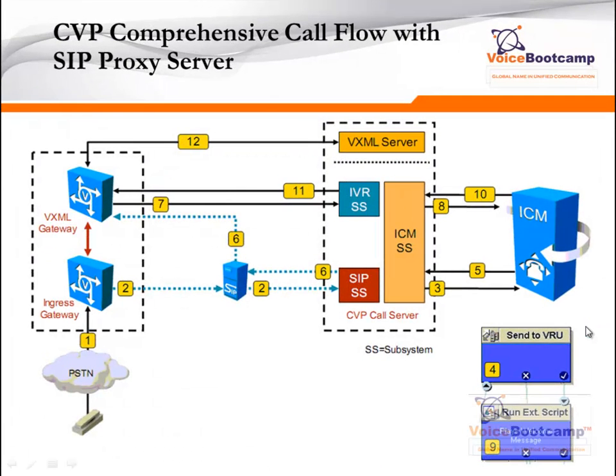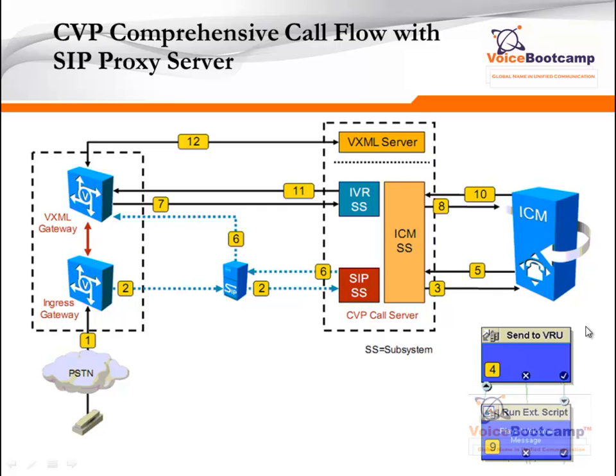A typical call flow in this type of environment is that a call will arrive from the service provider or caller via the PSTN into the ingress gateway. As the call arrives at the ingress gateway, the ingress gateway will then send a SIP INVITE message to the proxy server, which forwards the request to the CVP SIP service, which is part of the call server solution. The CVP SIP service will then send a route request to the ICM via the CVP ICM service and VRU peripheral gateway, which is step number 3, for example.